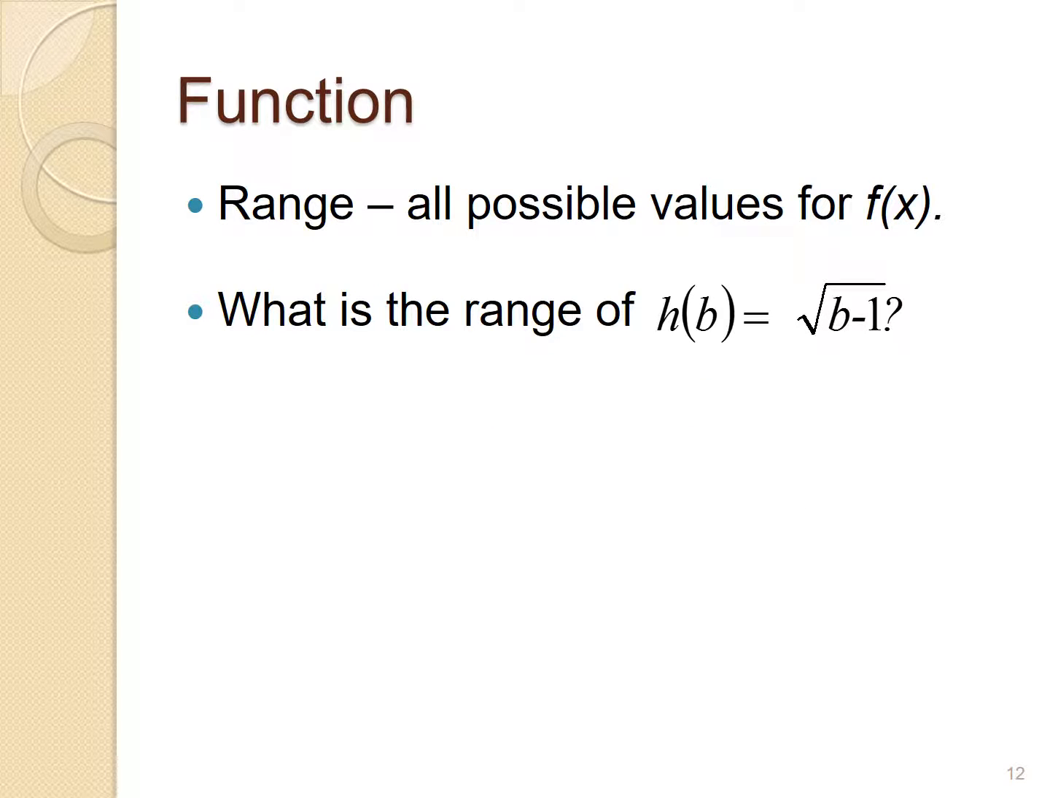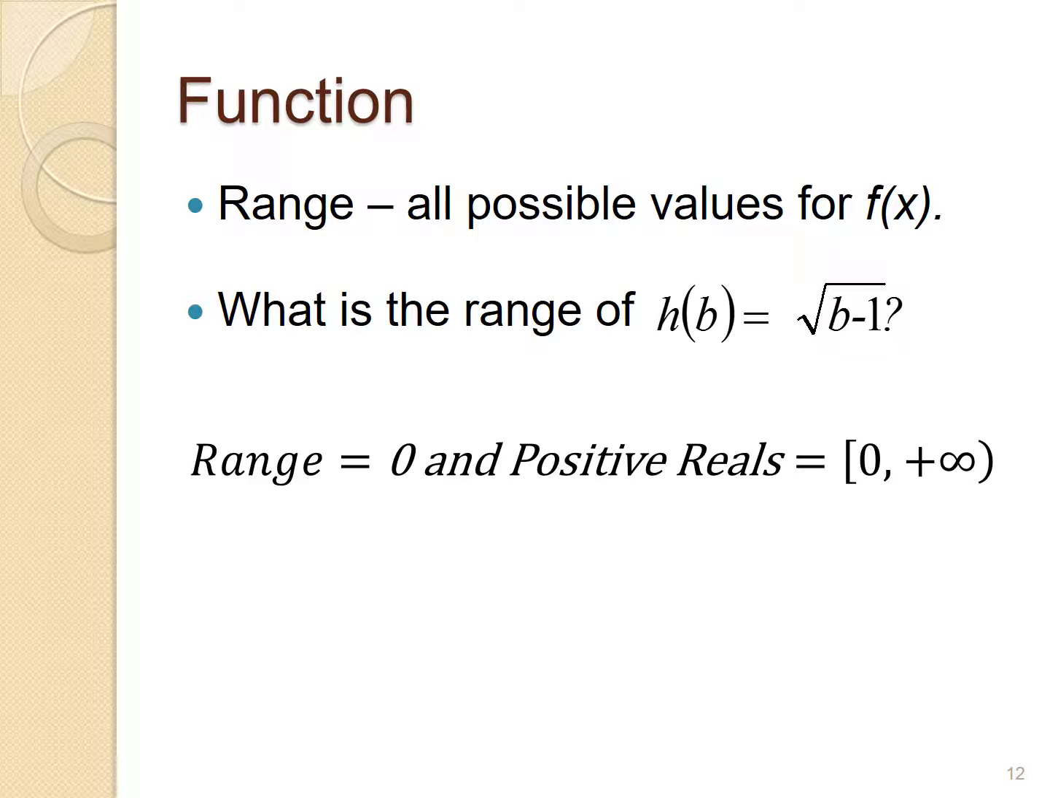Now, what's the range of this going to be? Well, we kind of have a clue from our working with the domain. If we have h of b is equal to the square root of b minus 1, we know that when working with square roots, the radicand, what's inside, can never be negative. That's going to limit our square root answers to be only positive numbers or 0. So whenever we see a square root, we have to remember that the answer is never going to be a negative number. So it's going to be 0 and all of the positive real numbers, or in interval notation, the bracket 0 to positive infinity.